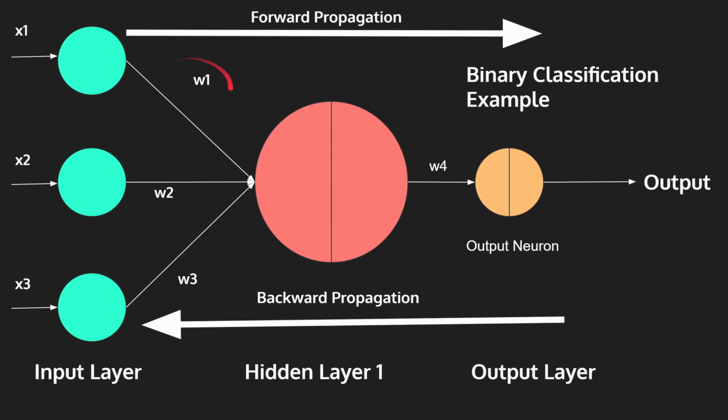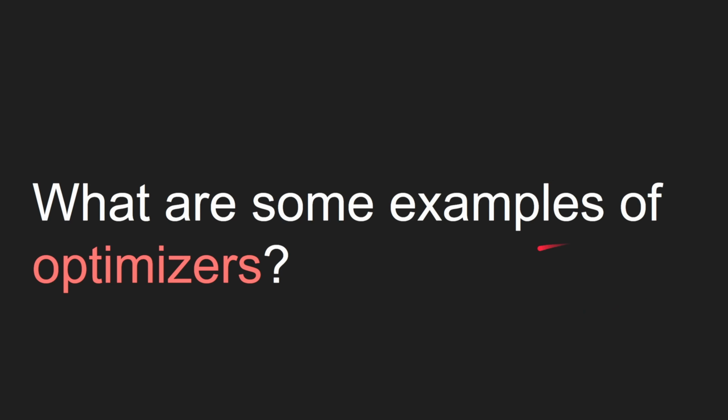And updating our weights, changing the weights, basically affects how much an input affects the output. And that's what happens in backward propagation. But let's go more in depth, right? See, it's just updating the weights. And we update weights using something called optimizers. So let me explain what optimizers are. So what are some examples of optimizers?